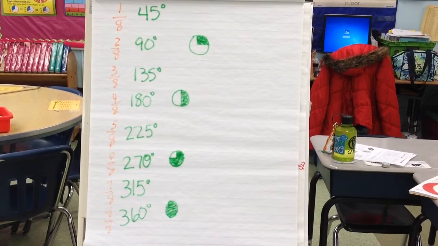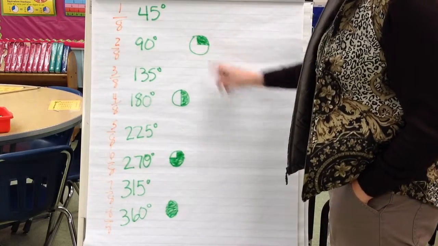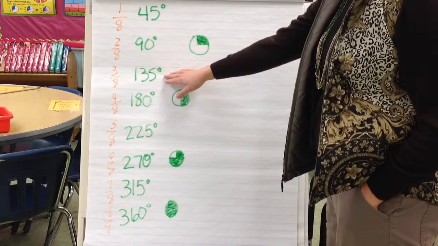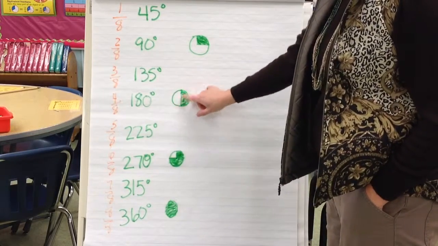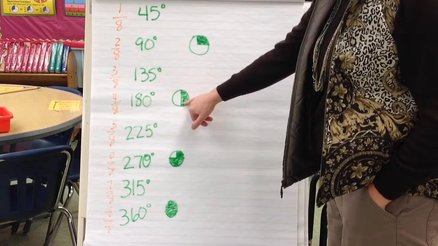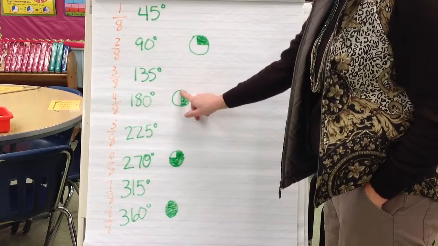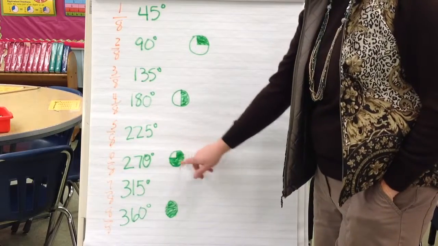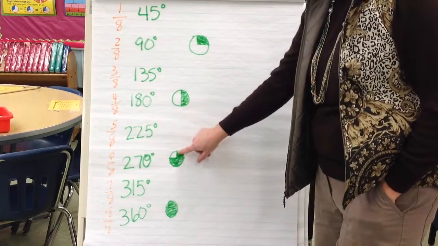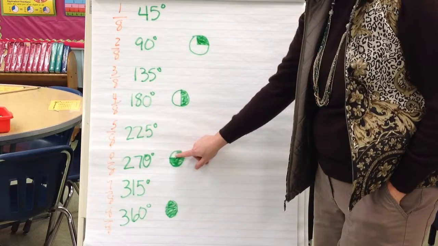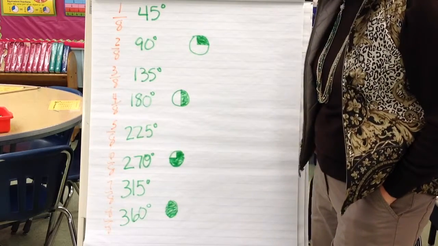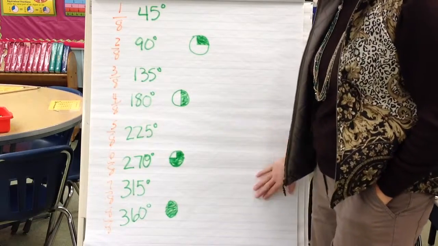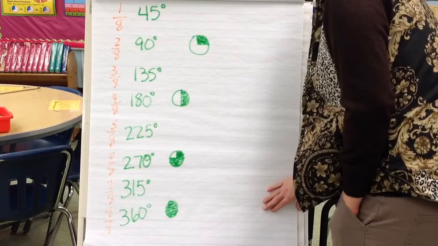Boys and girls, let's review. 1/8 of a turn is 45 degrees. 2/8 of a turn is 90 degrees. Notice, you've got a right angle right here. 3/8 of a turn is 135 degrees. 4/8, you have half of your circle shaded and half not. This is also a straight angle, remember. 225 degrees is 5/8 of a turn. 6/8 of a turn, you've covered 3/4 of your circle. You just have one little piece that's 1/4 of it left. 7/8 is 315 degrees. 8/8 is 360. You've made a complete turn.